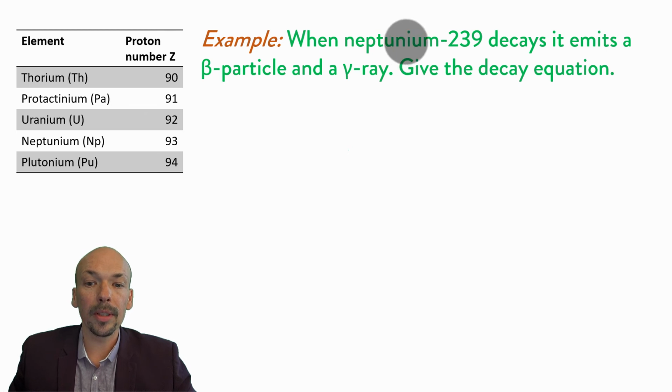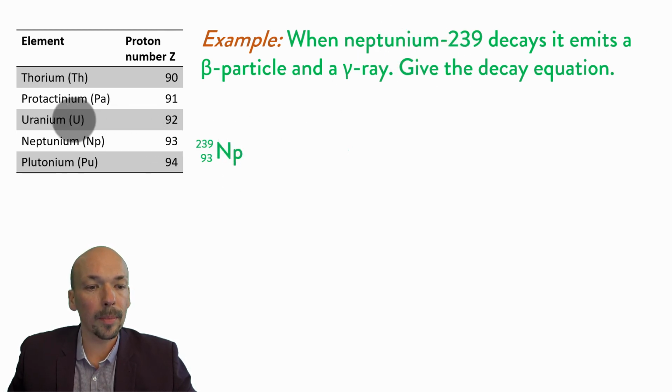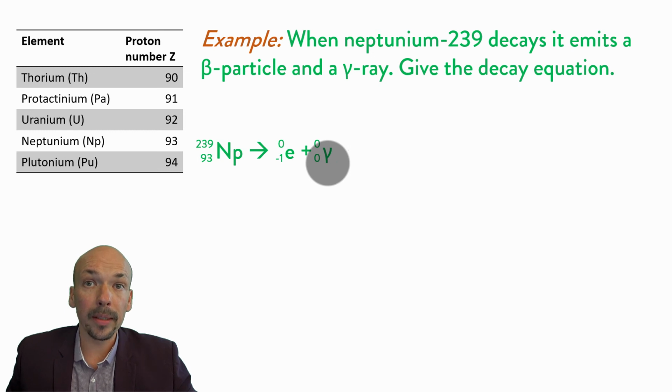First, we write down the symbol for Neptunium-239. And it looks like this. Neptunium, here we can see it's 93, so it has 93 protons. Now we draw an arrow and we can see which particles were left. First, the beta particle, a 0, -1 e, plus a gamma ray, 0, 0, gamma. Now we can determine what particle is left.